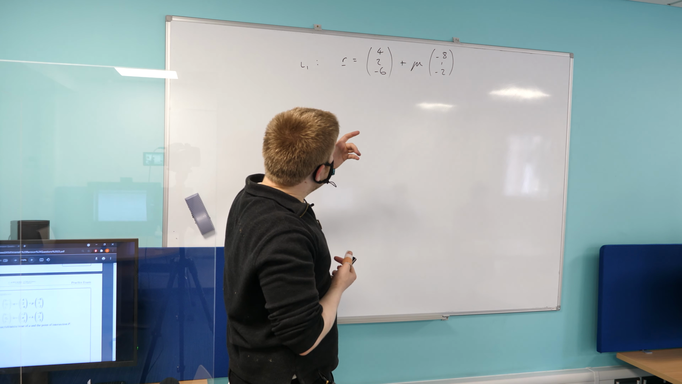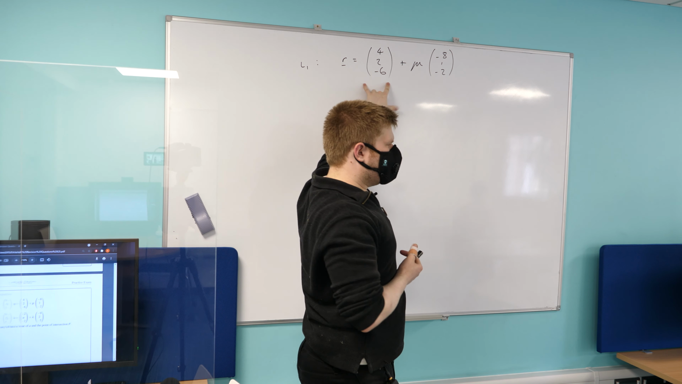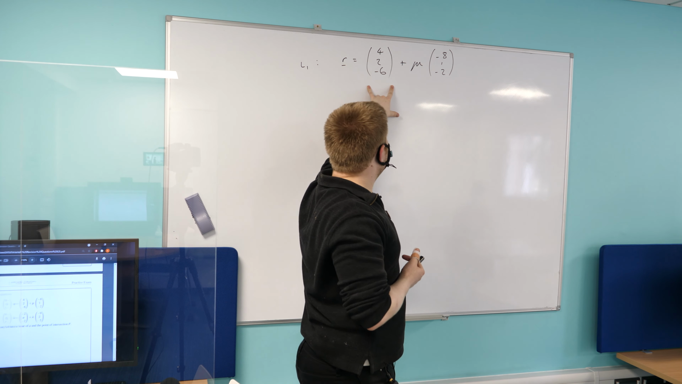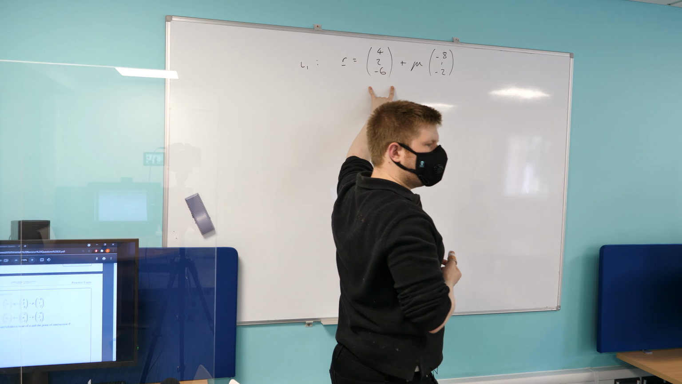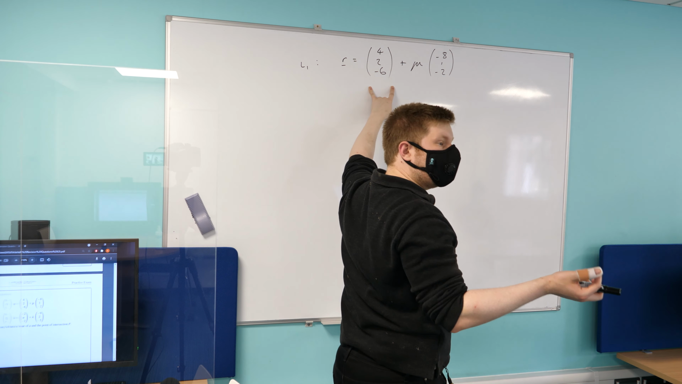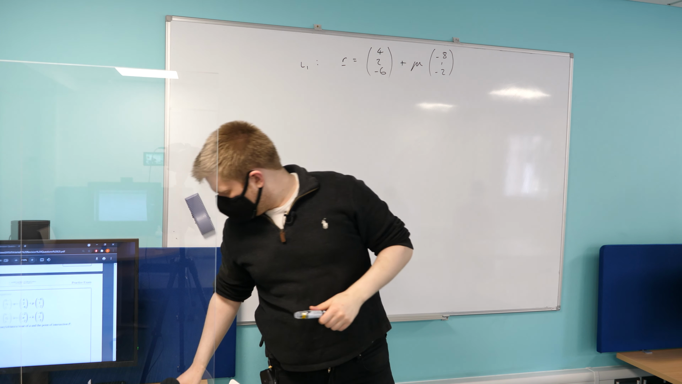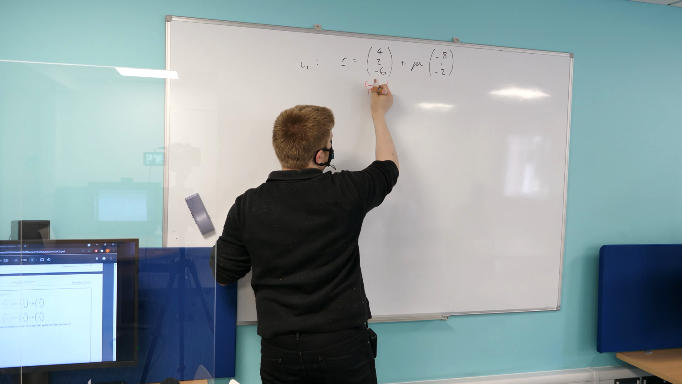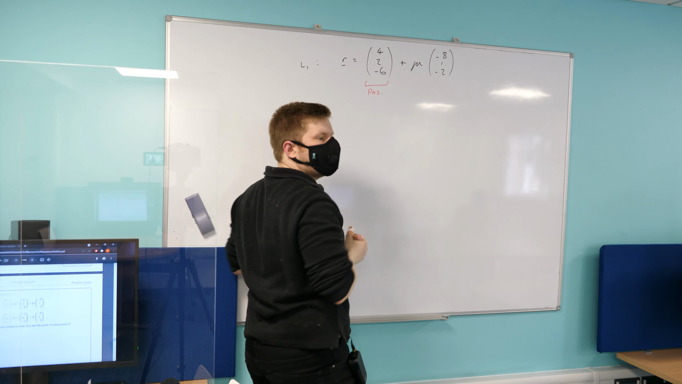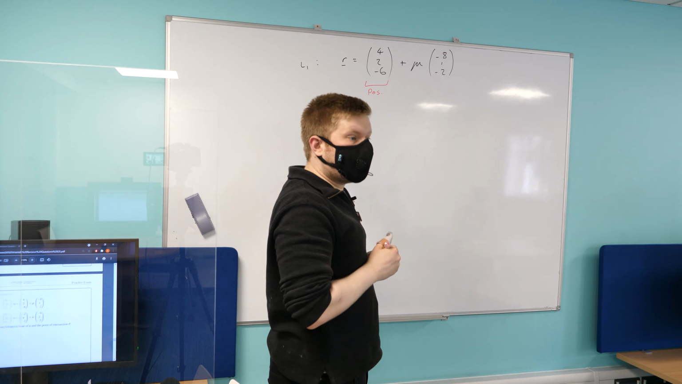Okay, what does this part tell us? First part? Yeah, the (4, 2, negative 6). It's the intersect point. Kind of, yeah, exactly, it's a position. Yeah, absolutely right. So we'll call this part a position vector, right? So I'll just write pos for short. It's a vector which actually gets us onto the line.